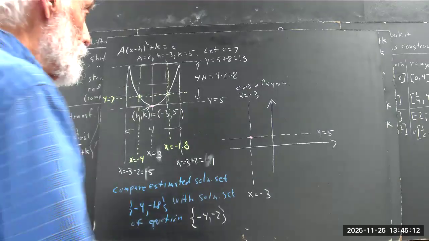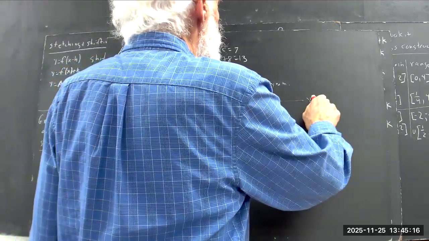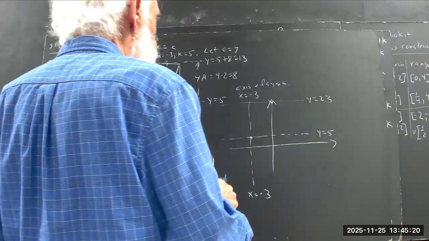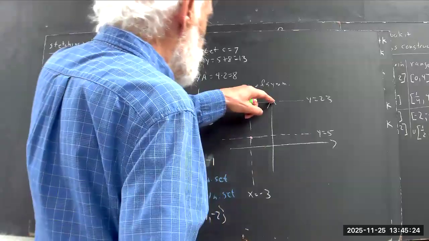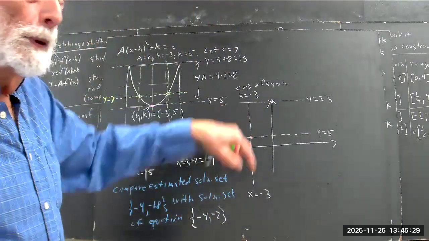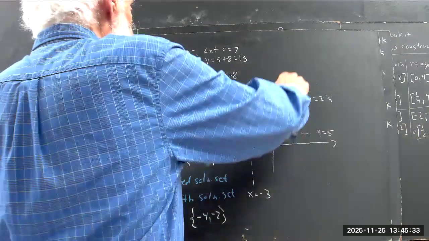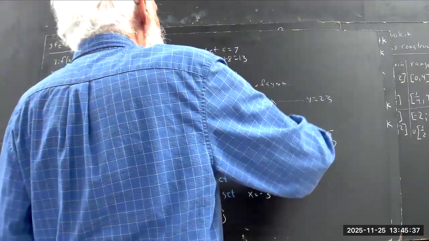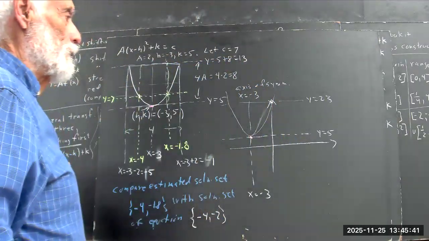And up here is y equals 23. It would actually be a little higher than that. But we've got to have a parabola that goes through this point and this point, with this point being the vertex. So we could sketch that. Fairly easy to sketch. Chalk's getting away from me. Okay, it's not a great sketch.